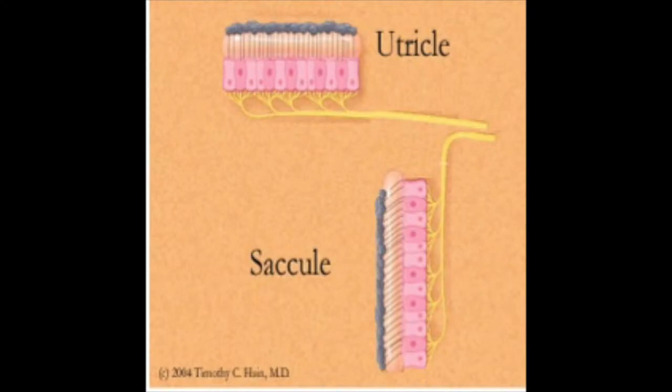On top of the utricle and saccule, there are maculae. The utriculosaccular mechanism is responsible for interpreting linear acceleration, such as being pushed in a chair or riding an elevator.